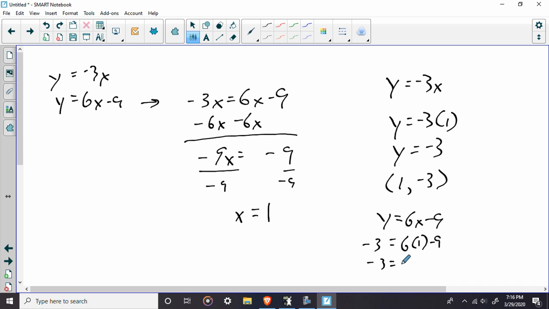Negative 3, well, 6 times 1 is 6, and 6 minus 9 is negative 3. Okay? So since negative 3 equals negative 3, then we can check and make sure our answer is correct. Okay? So again, there's two ways to look at this.